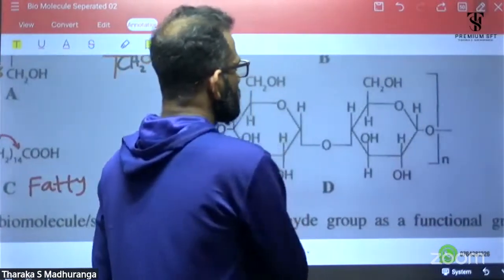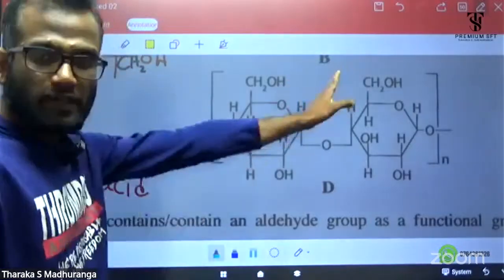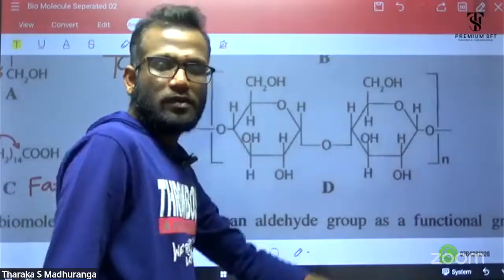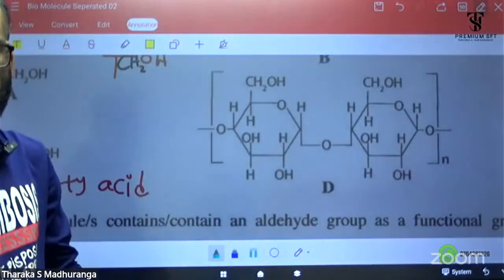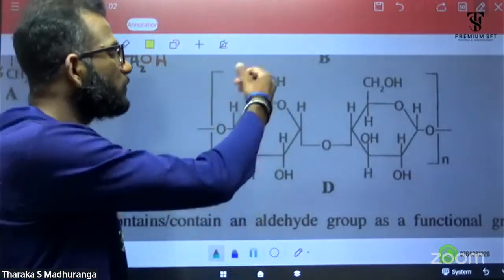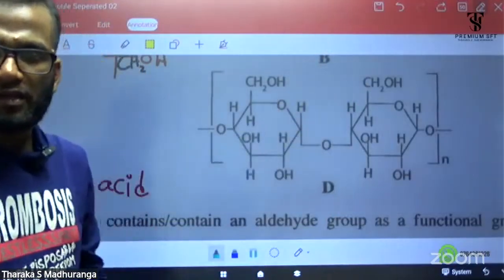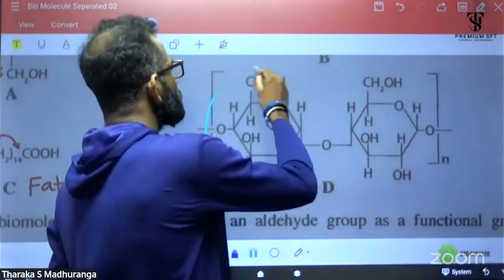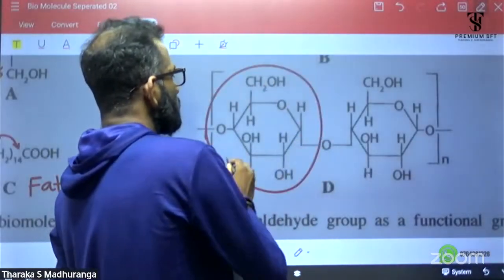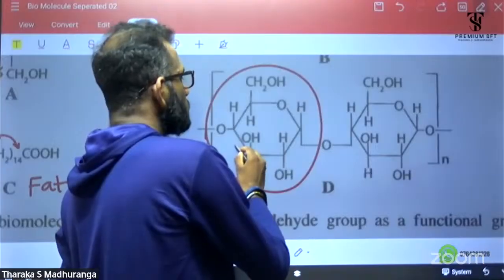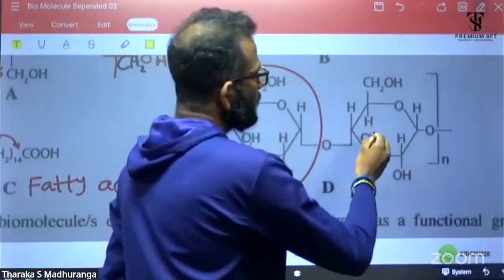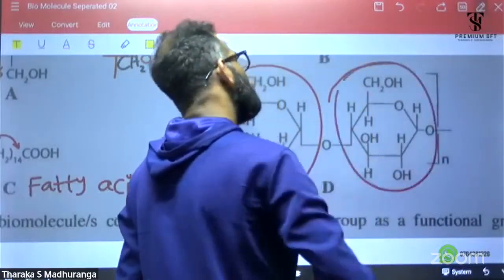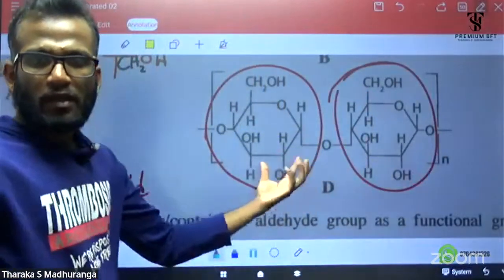Now what is this? It is a polysaccharide. You can't say it is a disaccharide because n number of units combine continuously. What is the structure of this? This is alpha glucose, and continuously alpha glucose, right? Then it should be starch or some polysaccharide. An alpha glucose chain.